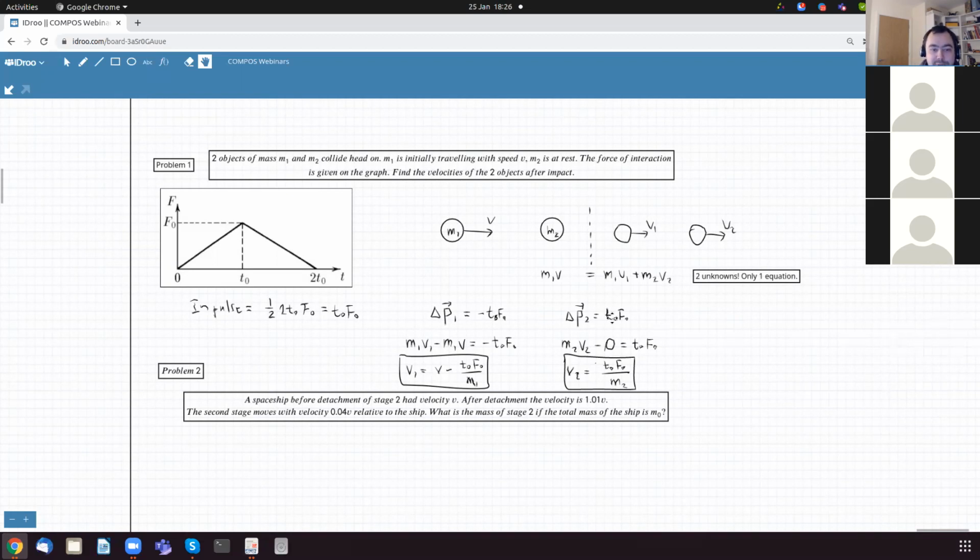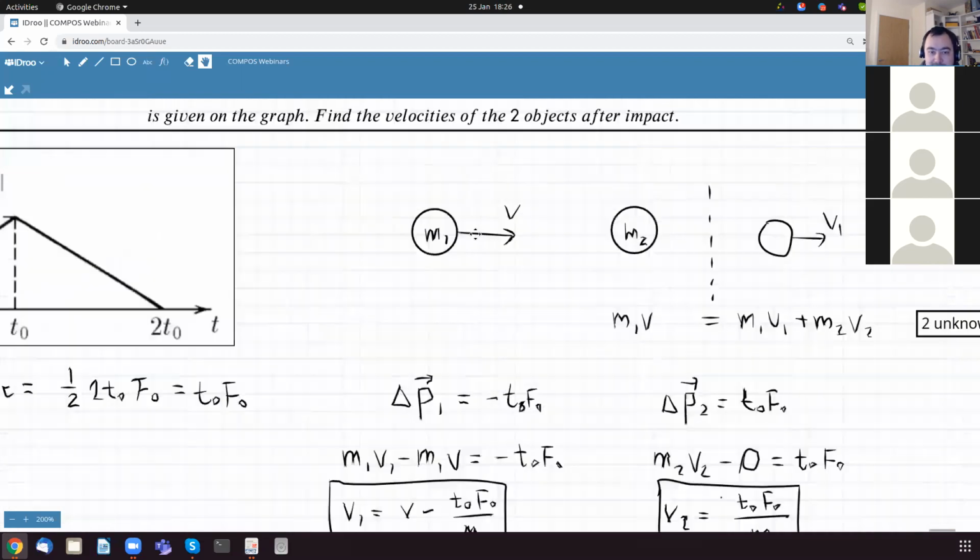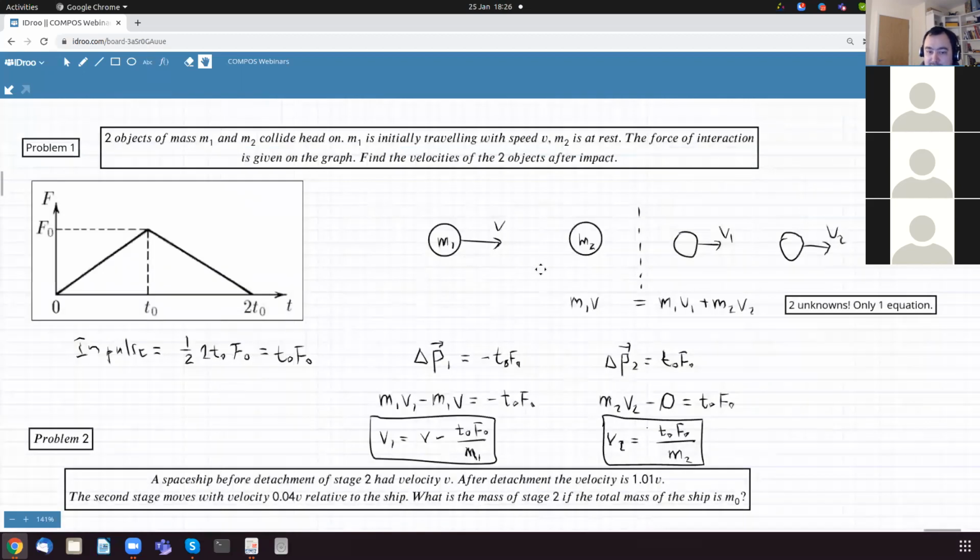For P1, because the force is to the left, the force pushes the ball 1 to the left, in the opposite direction to the movement. That's why it's negative.